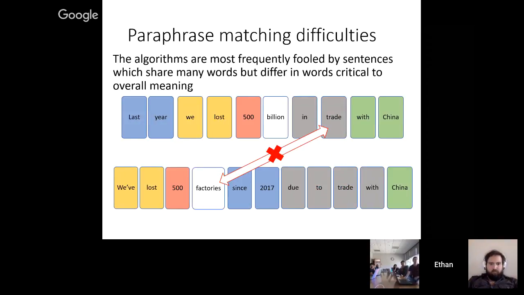Where they have a lot more trouble is when there are a lot of similar words, but the sentences differ on a really important word for meaning. This is what we try to avoid by using the weighting, but we couldn't get around it completely. So here: "Last year we lost 500 billion in trade with China," and "We've lost 500 factories since 2017 due to trade with China." If you replaced factories with billion, these sentences would be paraphrases. But because one is talking about how much money we lost and the other how many factories were shut down, we really don't want to be matching these sentences. And this is the sort of thing that fooled our models.